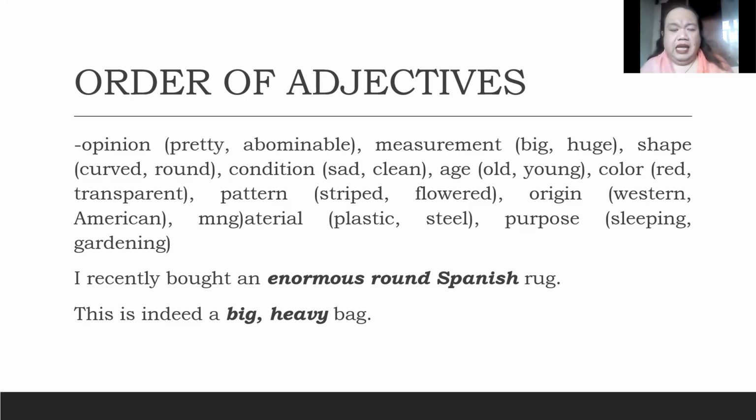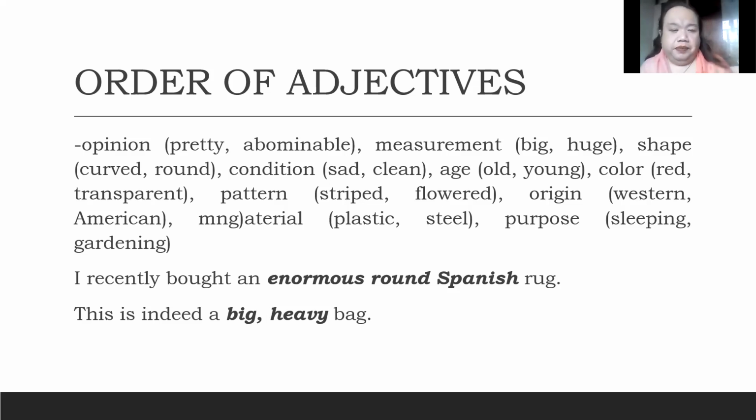So, for example, I recently bought an enormous round Spanish rug. We base the arrangement on the rule provided. Enormous is an opinion adjective, or it can also be a measurement because it's huge. Then round is a shape, and Spanish is an origin. So, based on the rule, measurement comes first, followed by shape, then by origin.